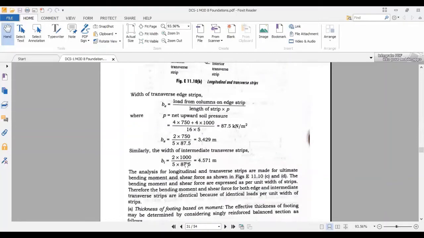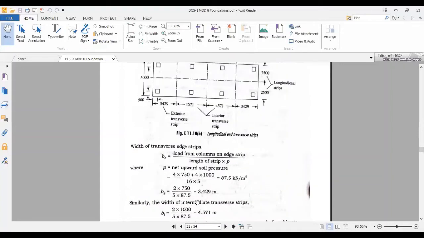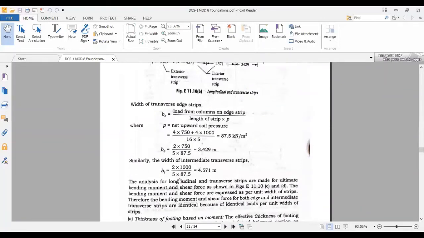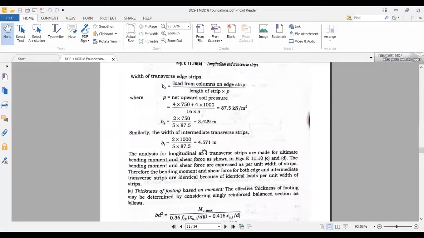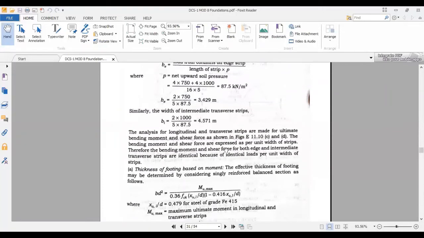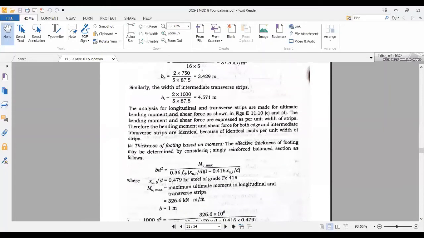Similarly, the width of intermediate transverse strips BI is given by 2 into 1000 upon 5 into 87.5. So the intermediate transverse strips, which will be formed here between two columns, we will divide by the area. The analysis for longitudinal and transverse strips are made for ultimate bending moment and shear force as shown in the figure. The bending moment and shear force are expressed as per unit width of strips. Therefore, bending moment and shear force for both edge and intermediate transverse strips are identical because of identical loads per unit width of strips. Because the load is identical, we will design it this way.